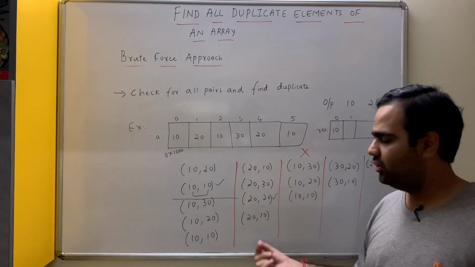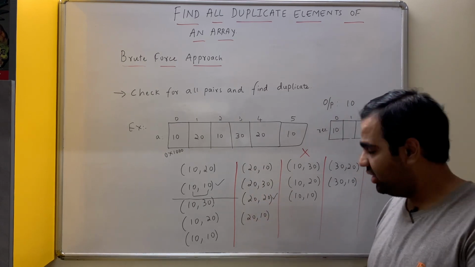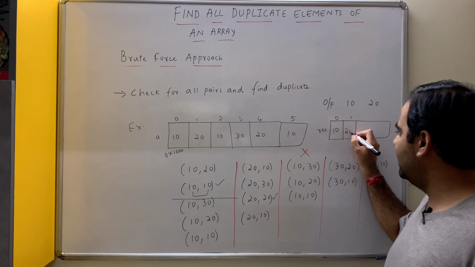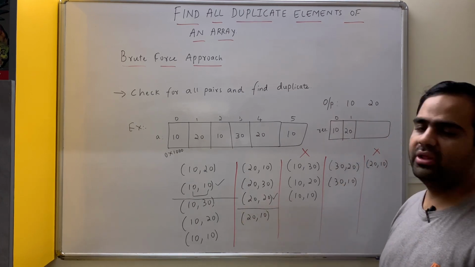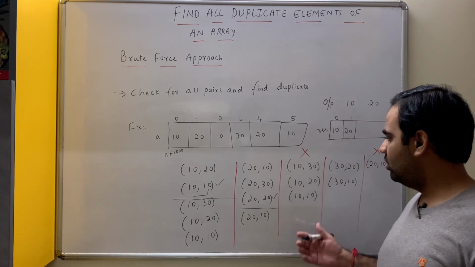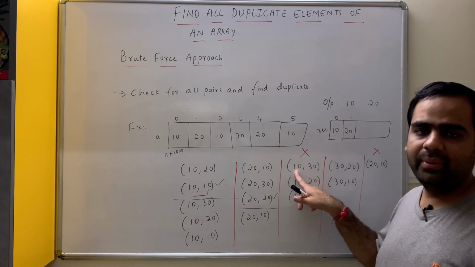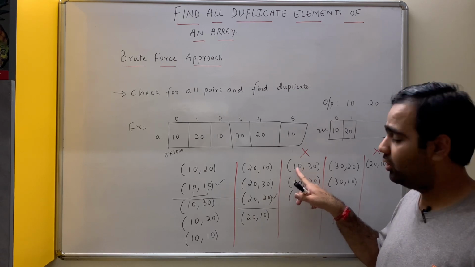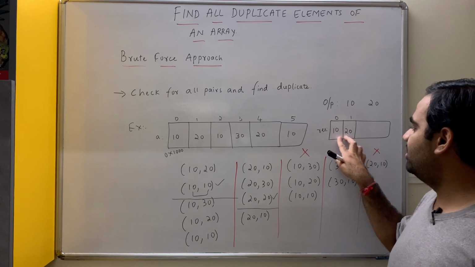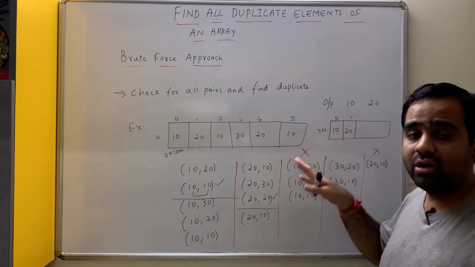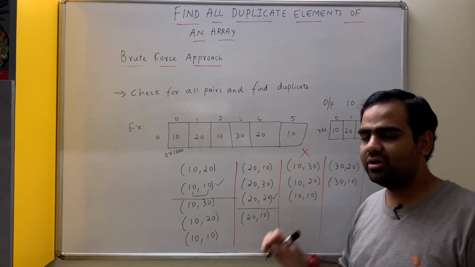Is 20 equal to 30? No. Is 20 equal to 20? Yes. Therefore, you mark 20 as duplicate and you may stop the search here. Now go to the next element. We are again comparing with respect to 10 being duplicate or not. Now check, is 10 there in the resultant array? Yes, 10 is already marked as duplicate, therefore do not search it.